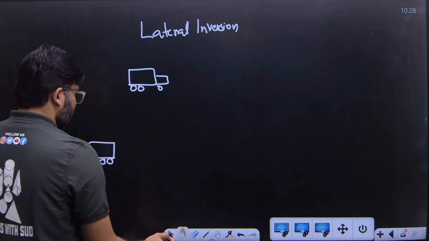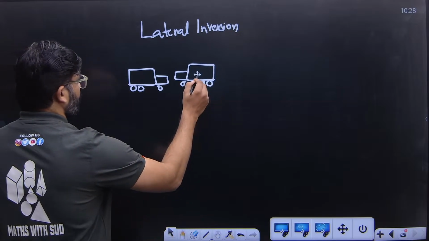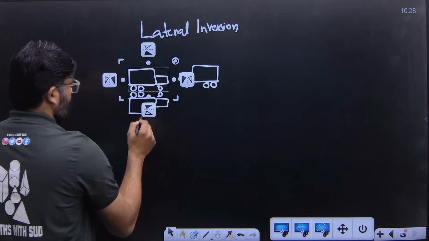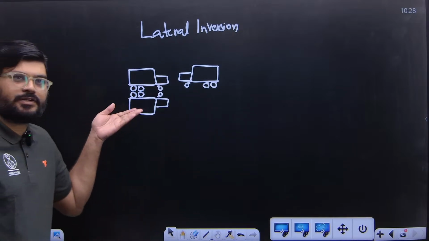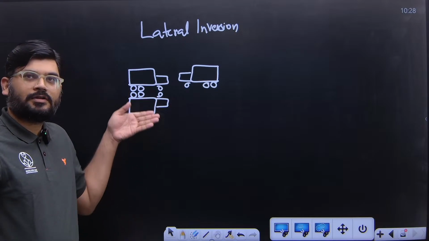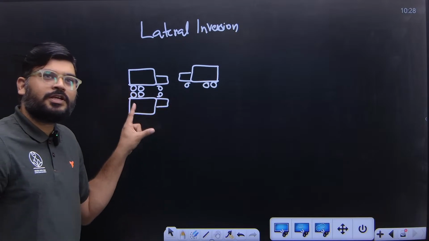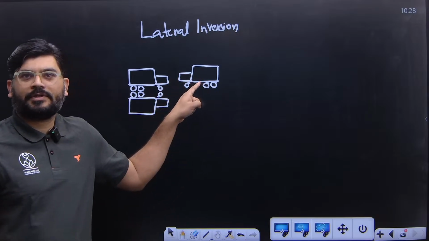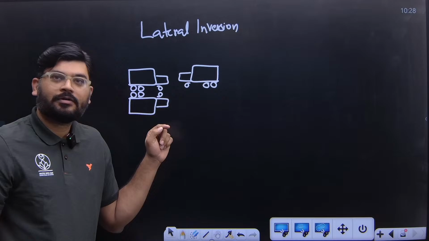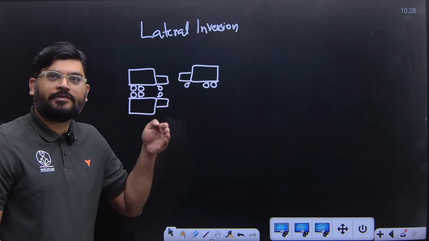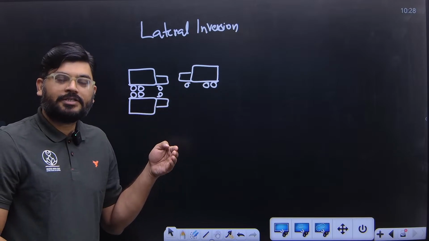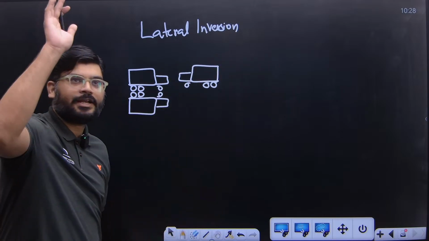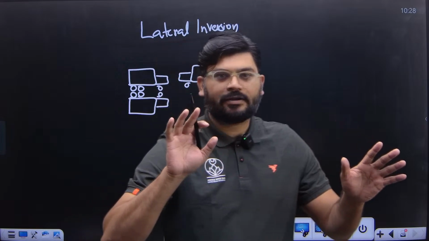So this is known as lateral inversion. Then there is vertical inversion as well. So this is known as vertical inversion. This is known as the water image, and this is known as the mirror image. If you look into the water, it is the vertical inversion. If you look in front in the mirror, that is the lateral inversion. Your left will become right.